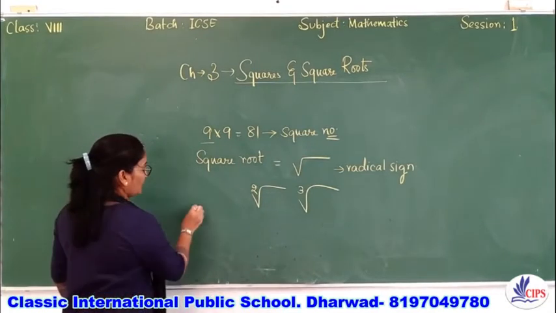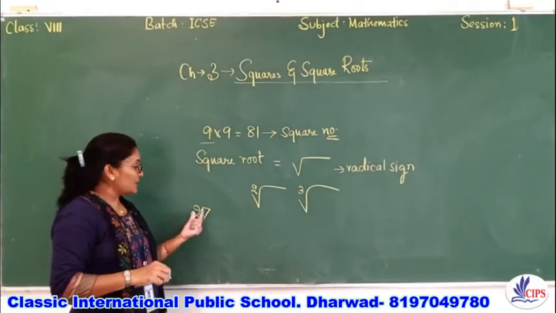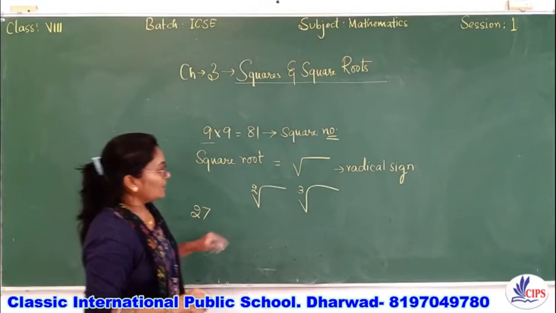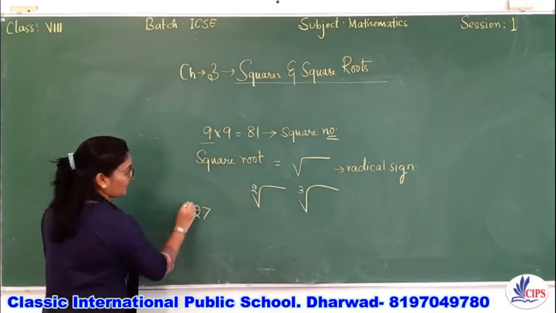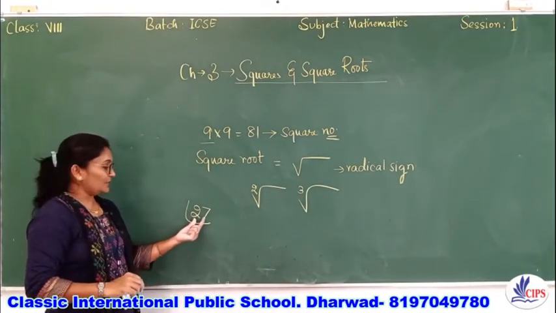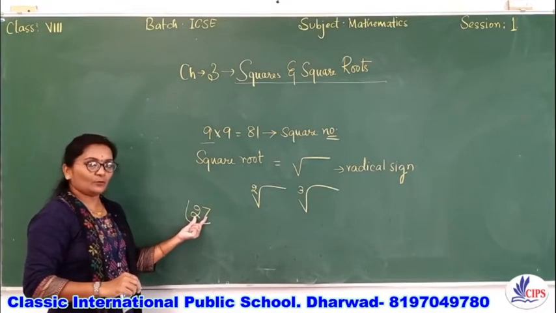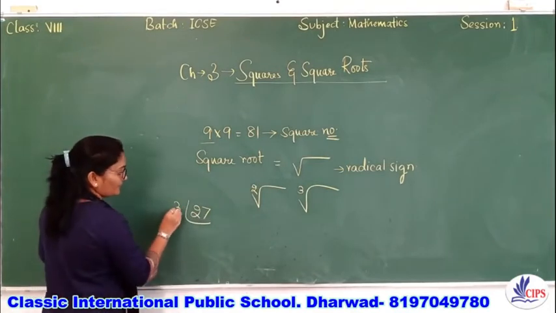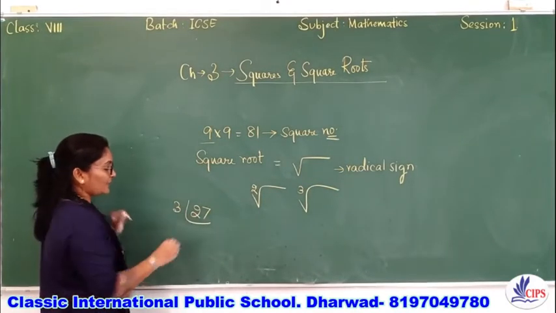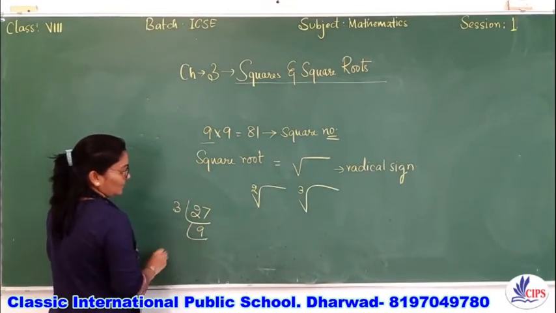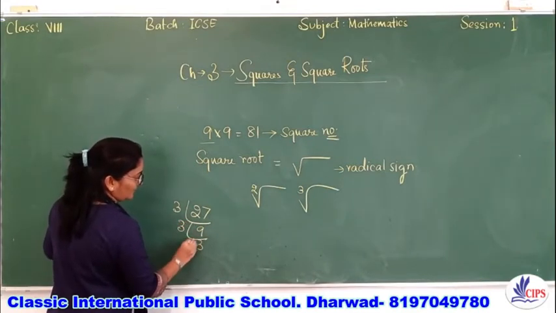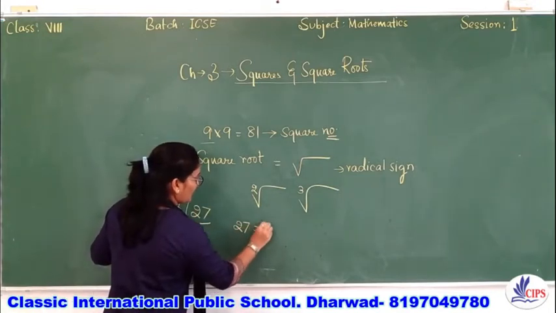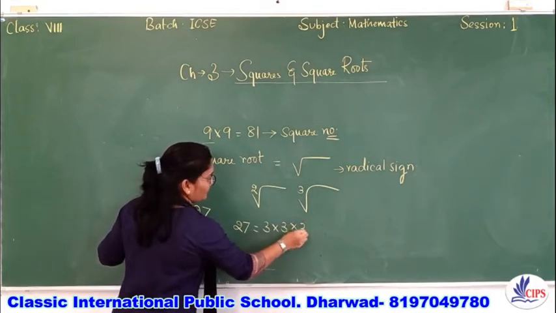Now for example, I'll give you 27. Is 27 a perfect square? How do you find it? So we will factorize 27. Now you know that 27 is an odd number, it's not divisible by 2. Now is it divisible by 3? Yes, it's divisible by 3. 3 9s are 27. Now again 3 3s are 9 and 3 1s are 3. Now I'll write the factors of 27 like this: 3 into 3 into 3.